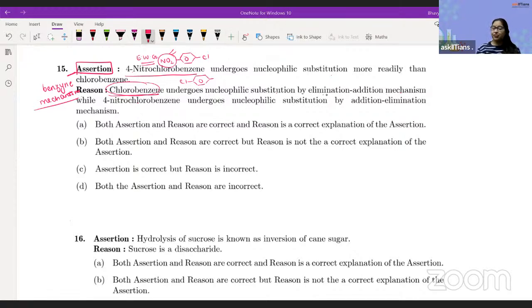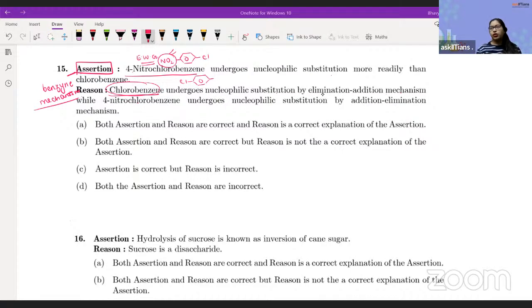Yes, in both the cases, the mechanism is same. Ma'am, can you give an example of addition elimination mechanism? The addition and elimination mechanism.